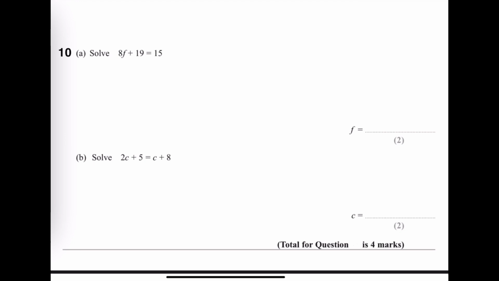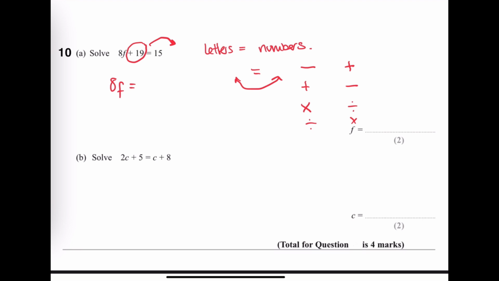Question 10a. Solve 8f plus 19 equals 15. So first thing we are going to do is we want all the letters to be on one side and all the normal whole numbers on the other. When we switch across the equal sign, all the negatives turn into positive and all the positives turn into negative. Every time you times, you do it the other way, it will be divide, times, divide. So let's start. Over here, it's plus 19. If we put it on the other side, it'll be minus 19. So it's 8f equals 15 minus 19. So 8f is going to equal minus 4.